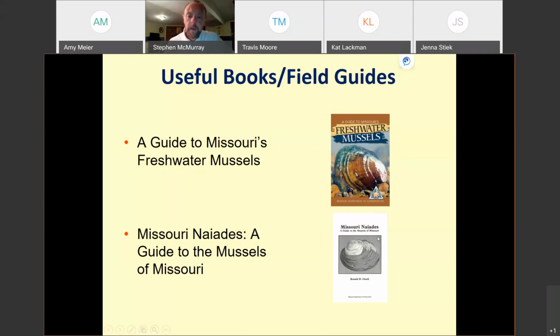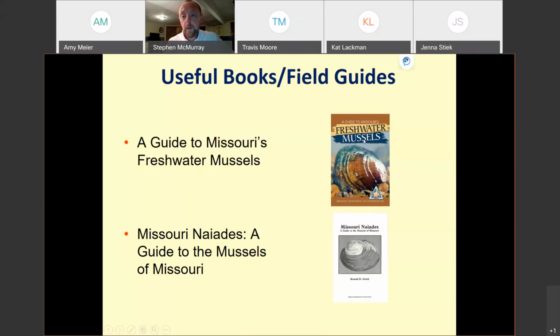Missouri Naiads, A Guide to the Mussels of Missouri by Ron Esch. This was first published in 1984 and then updated in 1995. It's out of print. There are no more copies available. But you can find them used on Amazon. I know they're there. Actually, you can find used copies of this one on there too.